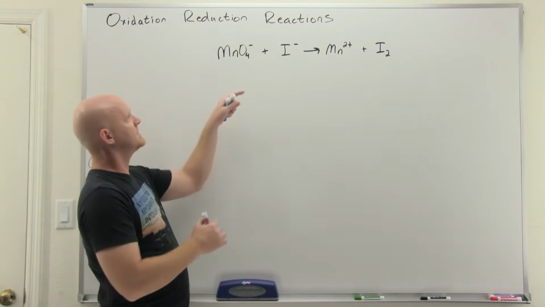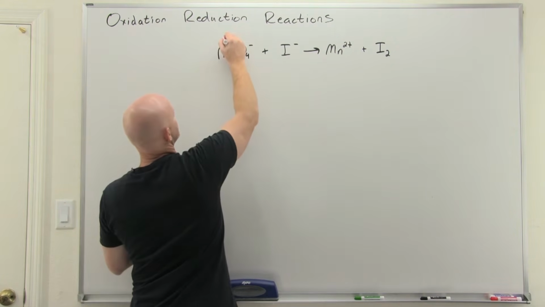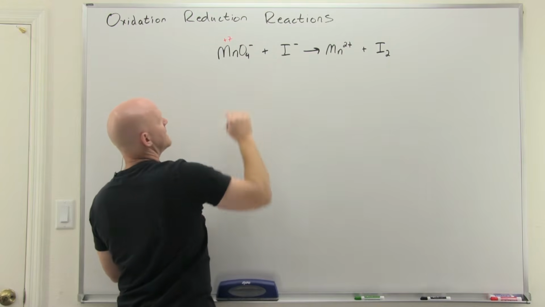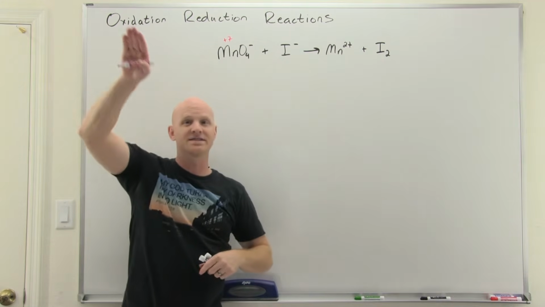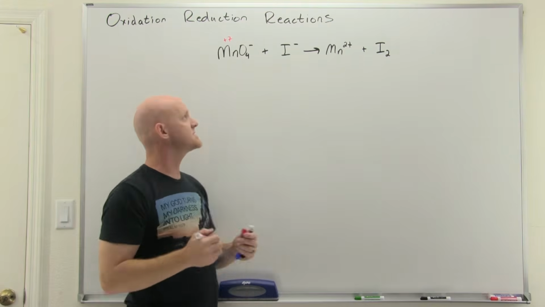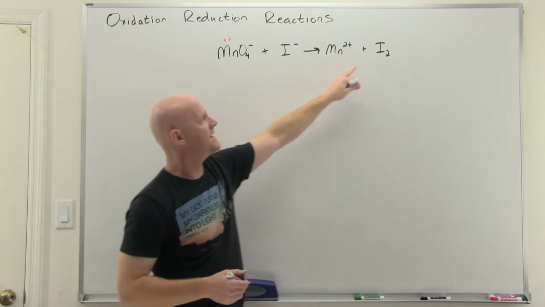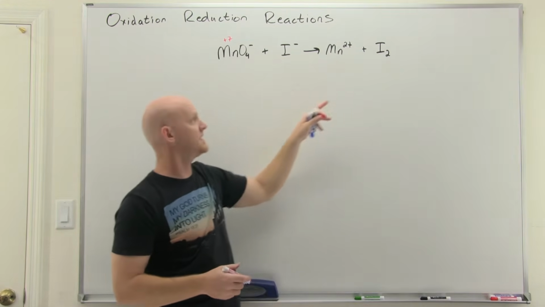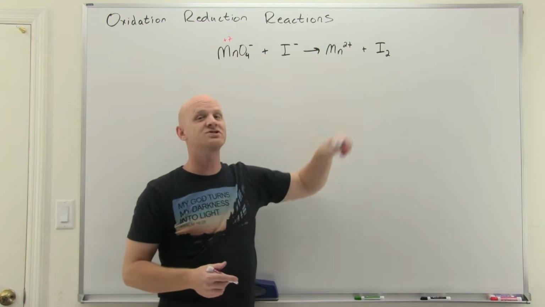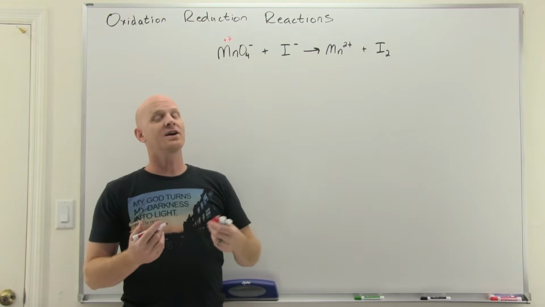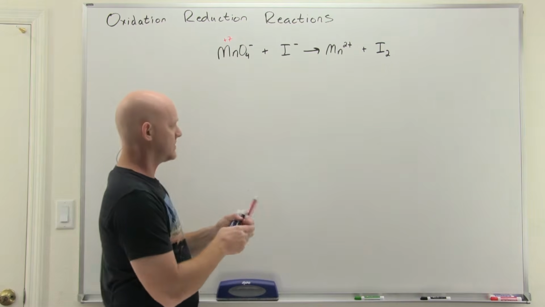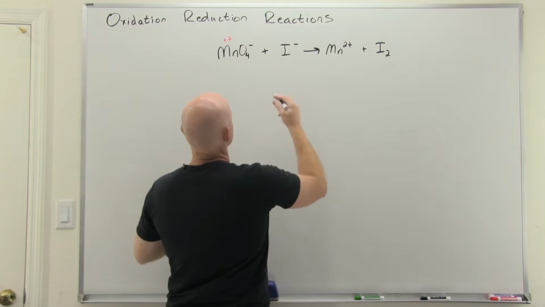Manganese here is actually in the +7 oxidation state if you work it out in permanganate, going to +2. So to go from +7 down to +2, that's getting reduced. Iodine, on the other hand, starts out as -1 and ends up in the elemental form in the 0 oxidation state. So going from -1 up to 0, that's going to be getting oxidized. That's losing electrons. So we'll split that in half here for a second.